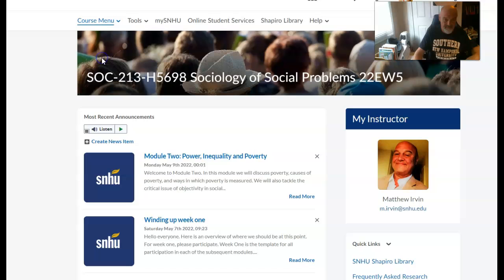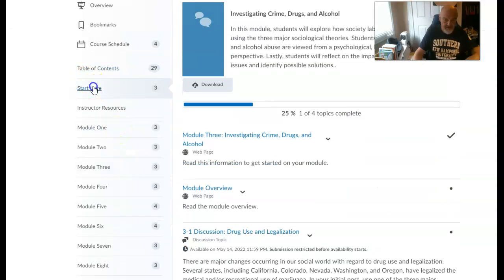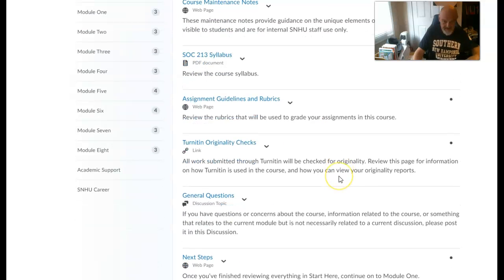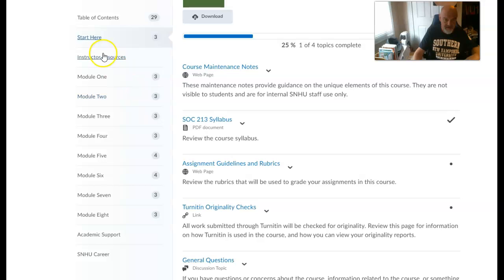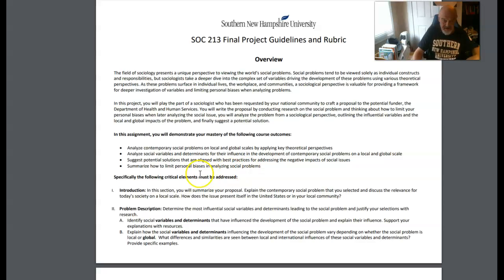Let's go to learning modules. Start here. Let's look at module 1, the final project review. If you haven't yet done this, take a little bit of time to read this. Please read through this.